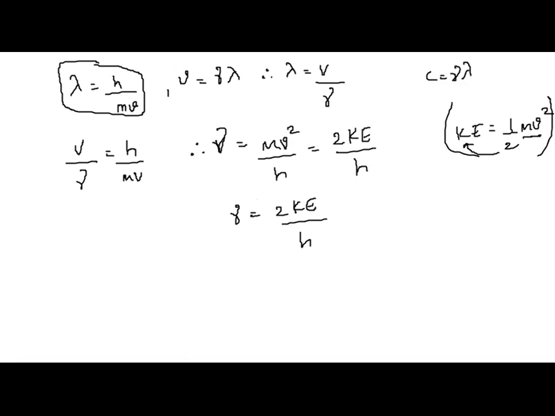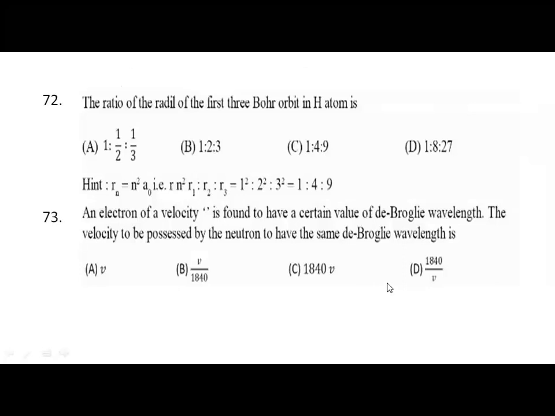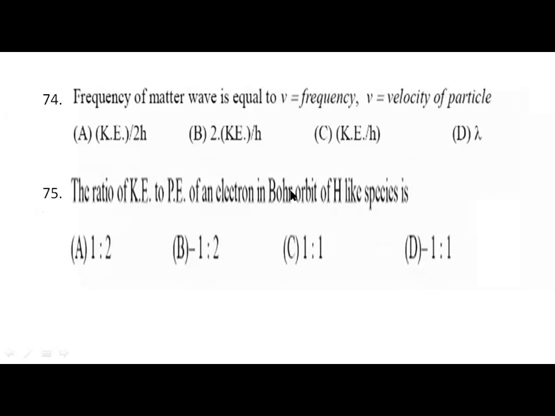So which holds the correct option? When you solve it out, it comes out to option D, 2 into kinetic energy divided by h. We know the value of mass, electron they have said, we know the value of v, so we will keep it as a constant nu, and we will find the value. So it comes out to 1840 divided by nu. Okay, next question.